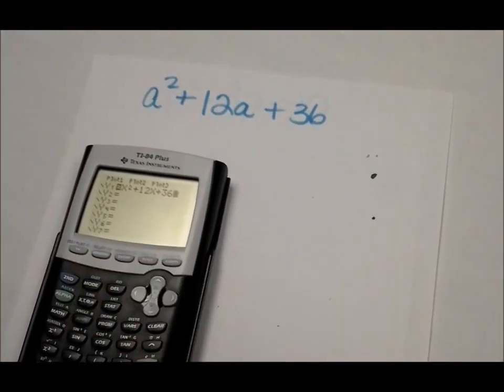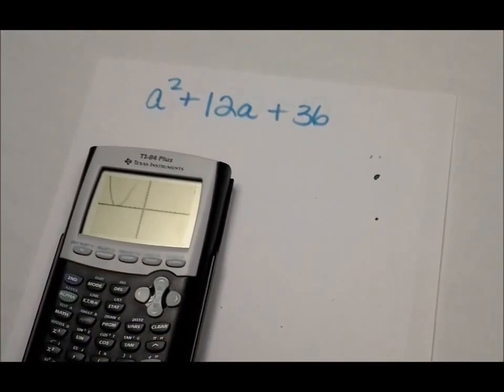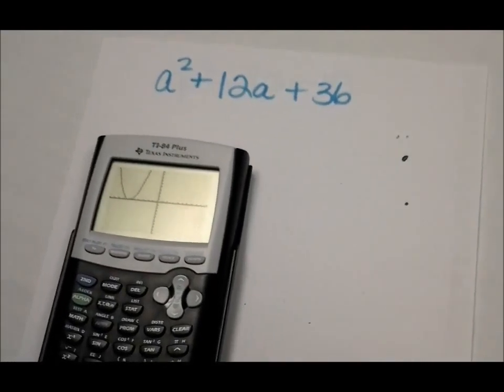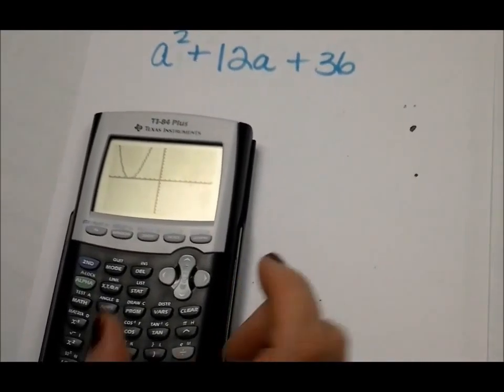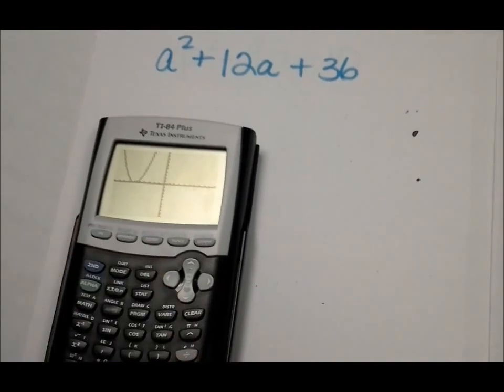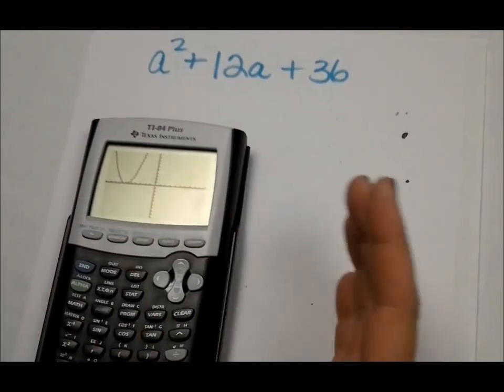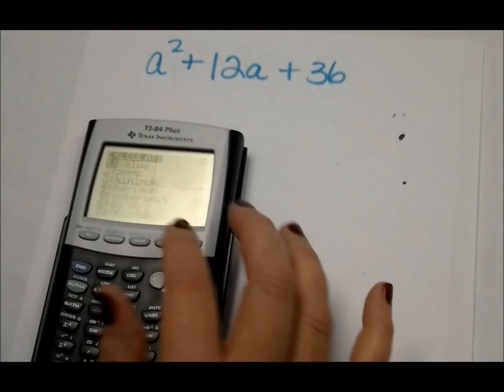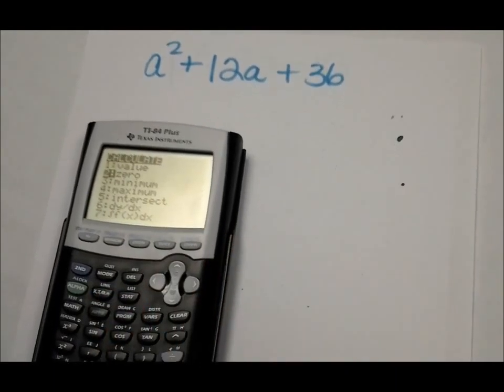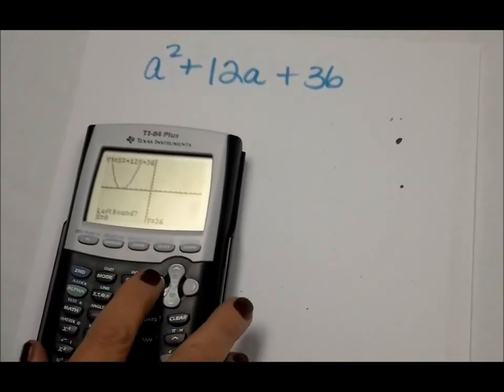They don't see all of them. But I'm going to look at this graph. I noticed something about this graph. It appears to be sitting on the x-axis, so I'm going to see what the zeros happen to be. So when I go to second calc to get my zeros, again it wants my left bounds.